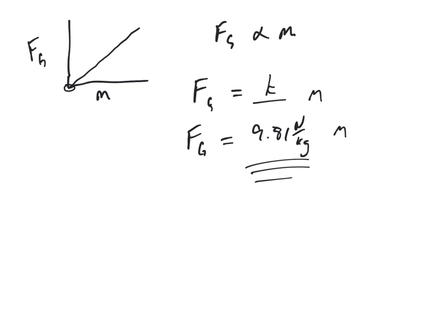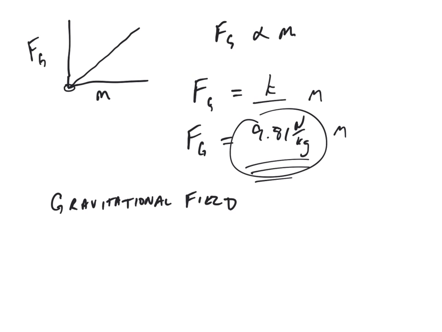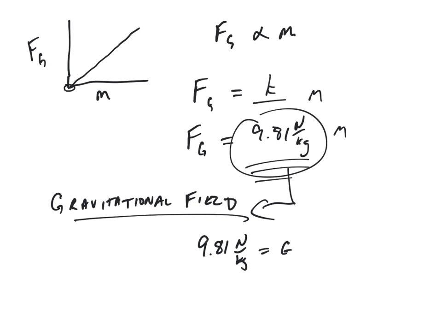So this slope has something to do with where we are. And where we are is on the Earth, or more specifically, in the Earth's gravitational field. And just in case you don't remember, we talked about this a little bit, a gravitational field is simply an area where an object experiences a gravitational force. So this number here, 9.81 newtons per kilogram, tells us something about the gravitational field. And what it is, it's the gravitational field strength. So 9.81 newtons per kilogram is the gravitational field strength, the strength of the gravitational field.